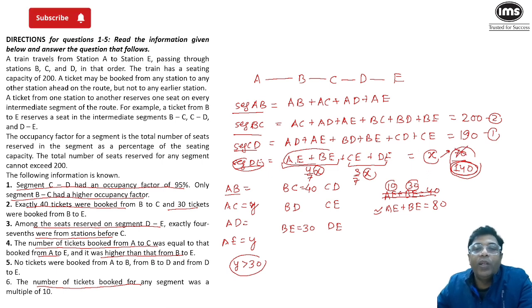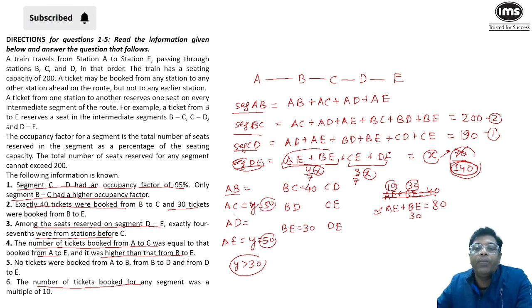And if this is 140, then you can say AE plus BE will become 80. And BE is given 30, so AE will become 50. So now this value becomes 50. And similarly, this value also becomes 50. And similarly, you can say CE plus DE will become 60.